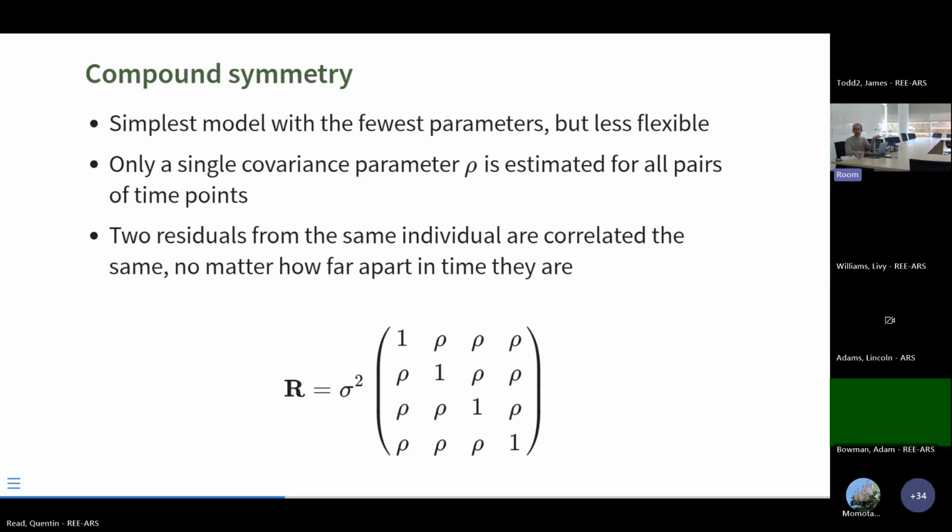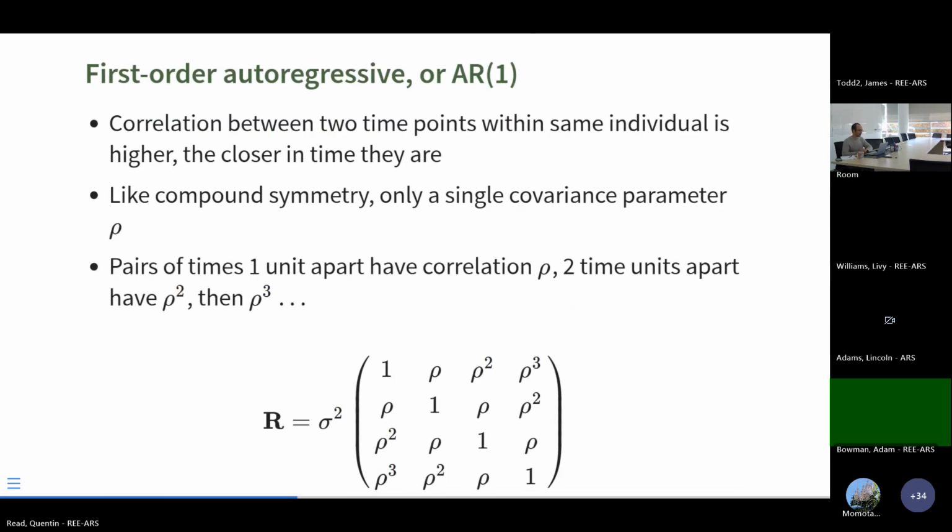Now you can say, well, that's maybe too inflexible, right? The correlation between two measurements that are 1 day apart should be higher than ones that are 100 days apart. There's another idea. Again, these are just some of the ways you could do it, but these are the three we're going to look at today.